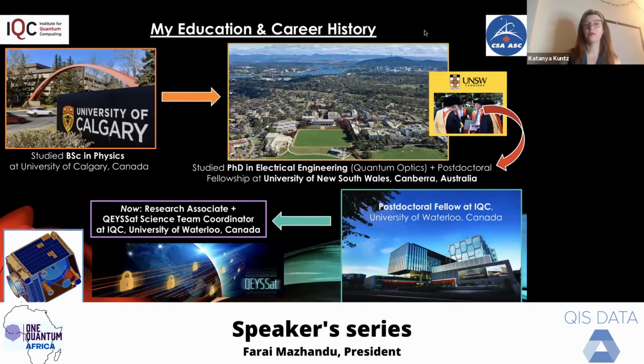So a lot of people like to know how I became a scientist. Always asking why, that's definitely the first start. Always ask why. And then go to school. So I went to the University of Calgary in Canada for my undergrad, and I studied physics and did a Bachelor's of Science. Then I moved across the world to Australia, and you can see in this picture the beautiful city of Canberra. And I studied at the University of New South Wales and did my PhD in electrical engineering.